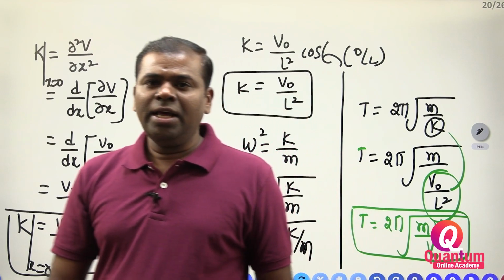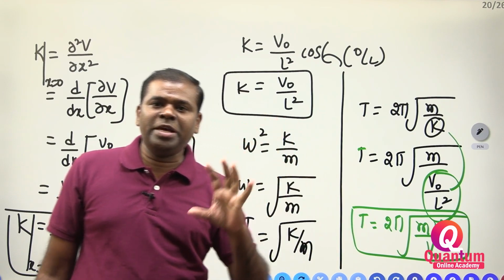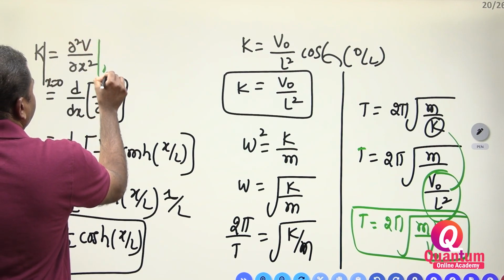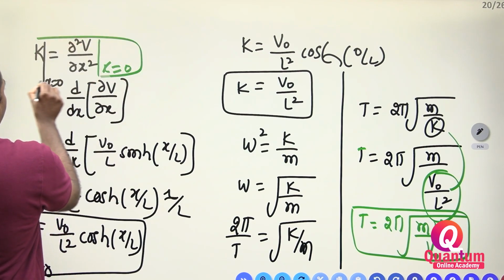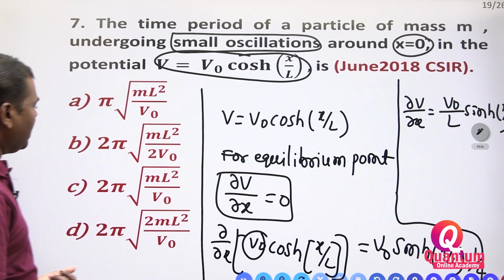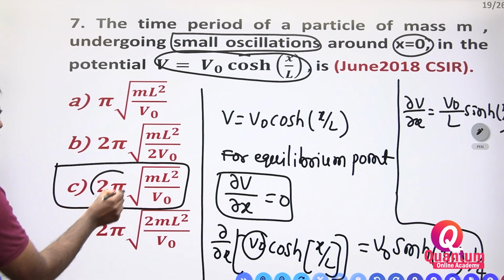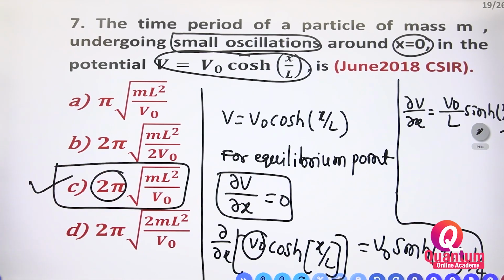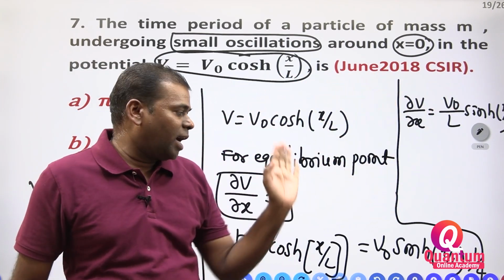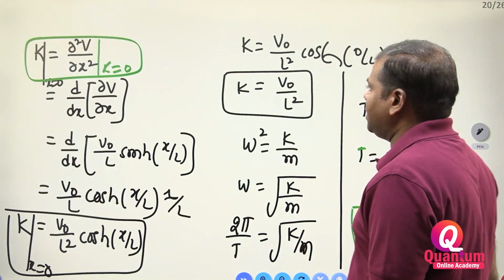Like this we have to calculate. You go to any exam, whether it may be CSIR or GATE, this type of question must be there. At the equilibrium point, x equal to 0, ∂²V/∂x² is equal to k. So the answer is 2 pi into square root of m L square by V naught. Option C is correct. This question was asked in June 2018 CSIR. It is very, very important, and easy also if you know it.